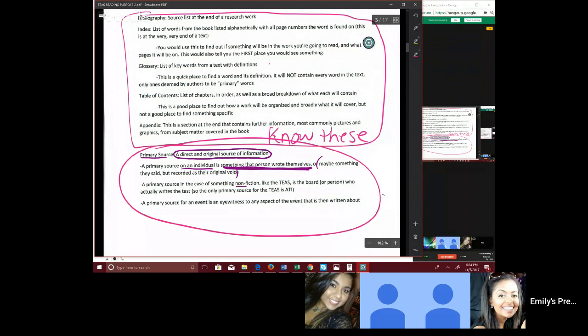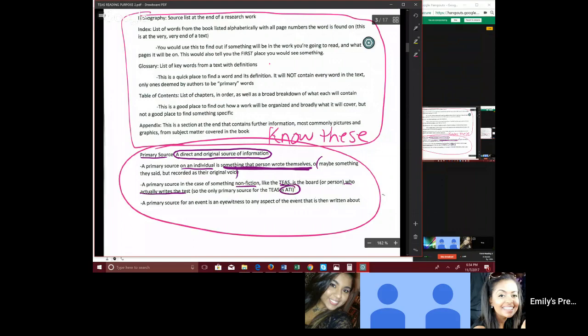In the case of something more nonfiction, a great example is the TEAS test, since everybody here is familiar with that idea. The only primary source for the TEAS is the actual board of people who write the TEAS. In the case of the TEAS, it's one person. They actually write the test. So, of course, that's ATI.